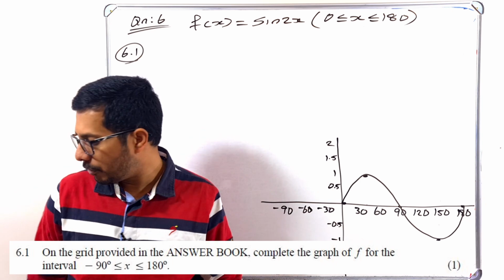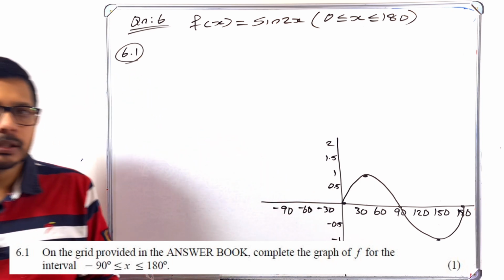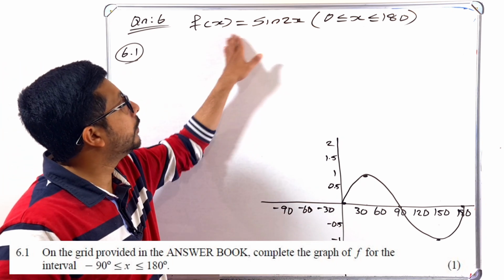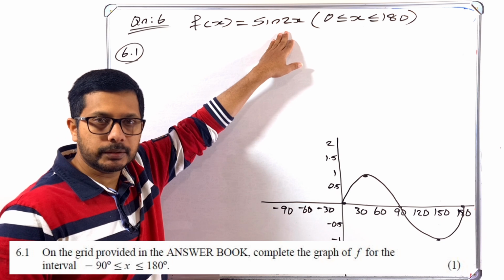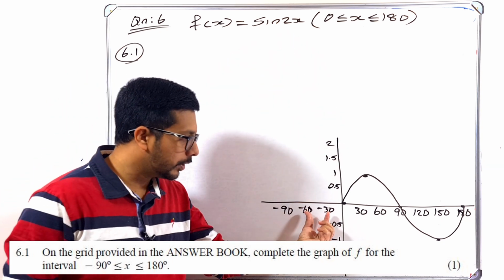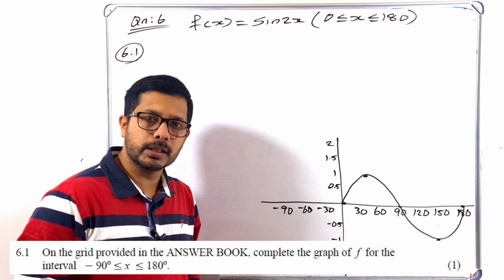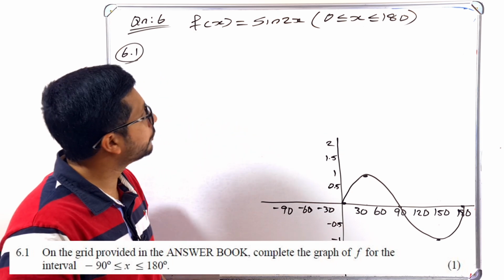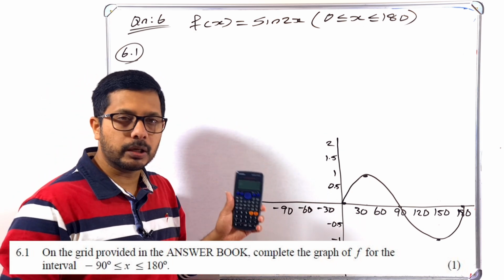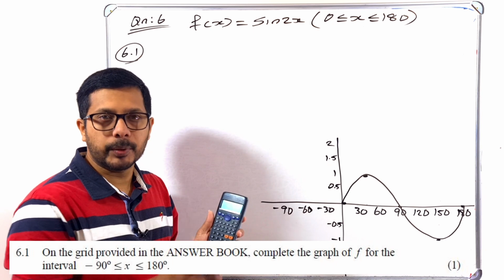Okay, so what you can do? You have to take your calculator and first type this equation in your calculator. For the interval, here you can see 30, 60, 90, that means the interval is 30. So first take your calculator and make sure that the memory is clear.